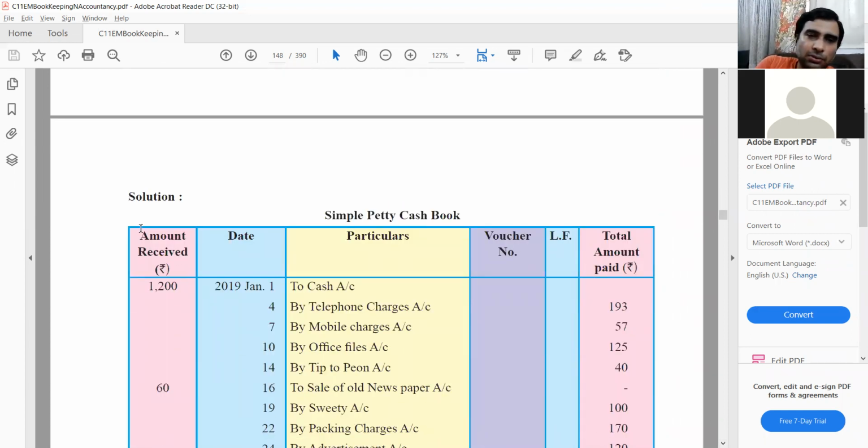So, ignore the first column for a minute. Look at the second column onwards. So, you have date, particulars, voucher number, ledger folio, and total amount. That's the format. Ignore the first column still. I will talk about it in a moment. So what are we talking about? These are all the expenses that we are incurring.